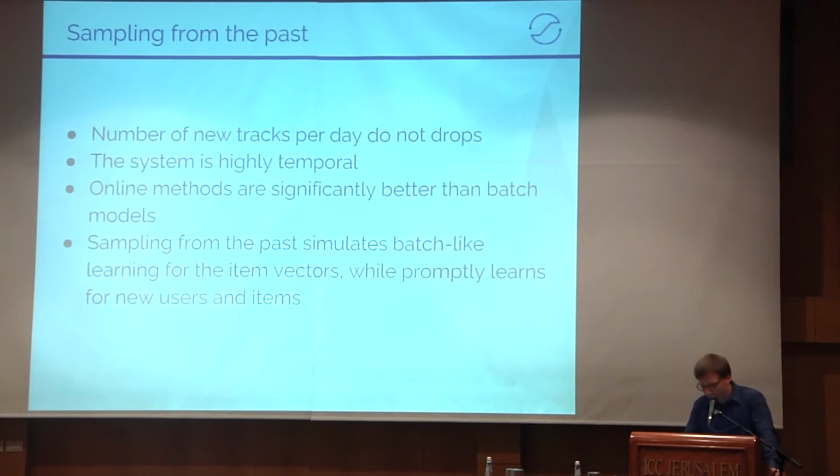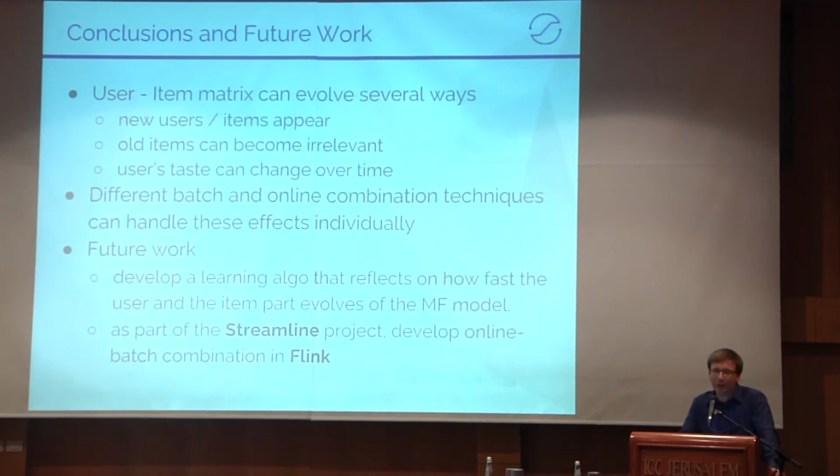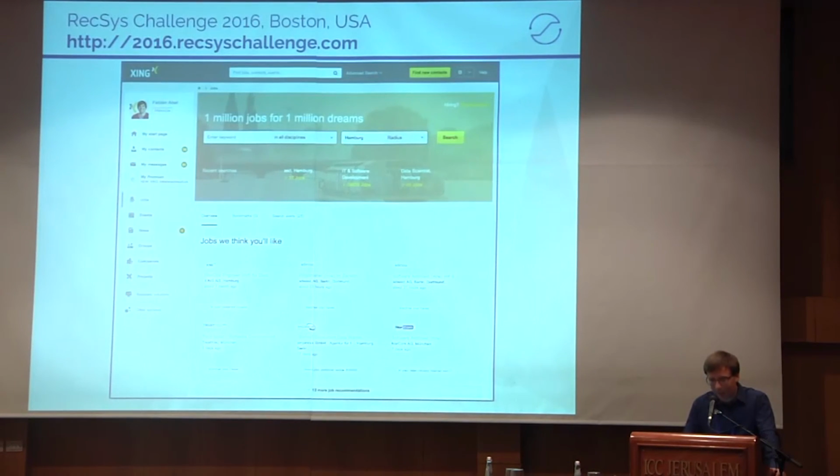As a summary, we can say that the user item matrix can evolve in different ways. New users and items can appear. The item part is typically stationary. The user part can change over time. And different batch and online combinations can handle these effects. In our future work, we intend to investigate these effects in detail and develop an algorithm that can automatically combine batch and online learning. And at the end, we wish to implement this as a part of the Streamline project in Flink. All right, thank you.